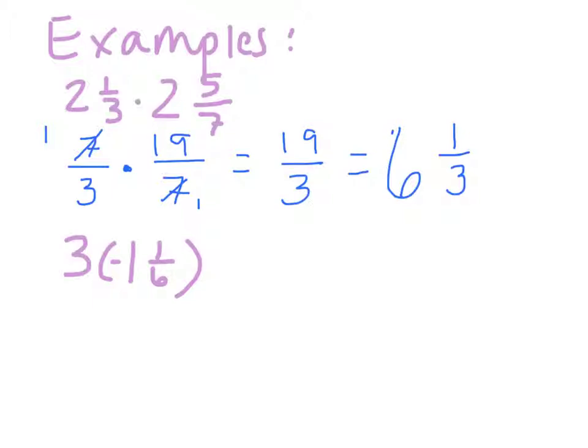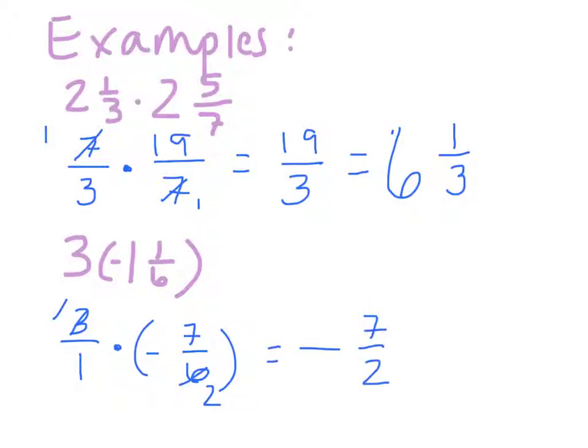Okay, now I have 3 times negative 1/6. I have to change my 3 to 3/1 times, and I still have a negative. I want to keep that. 7/6. I can cross-simplify the 3 and the 6. I get a 1 and a 2. My answer is going to be negative 7/2, or I can change it to negative 3 1/2. Again, both answers are acceptable.